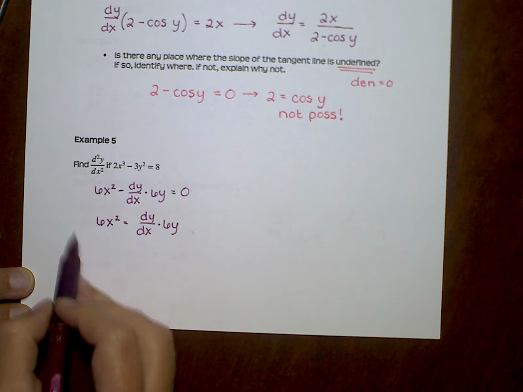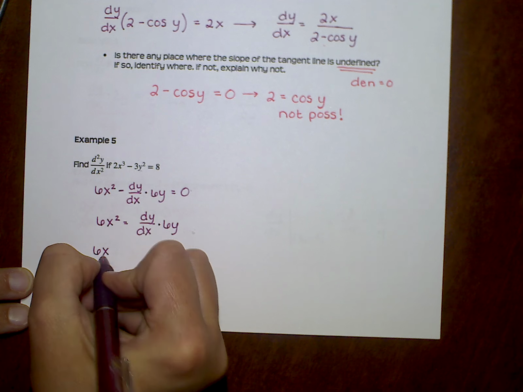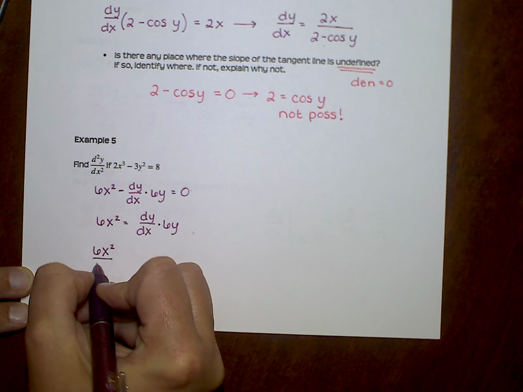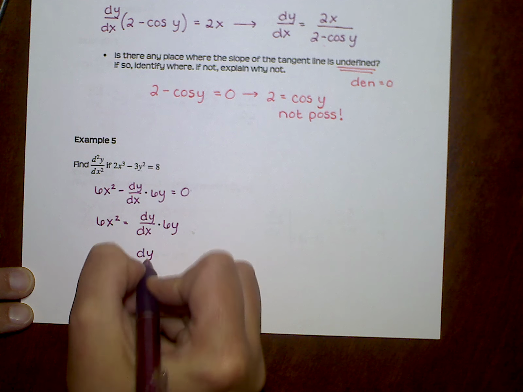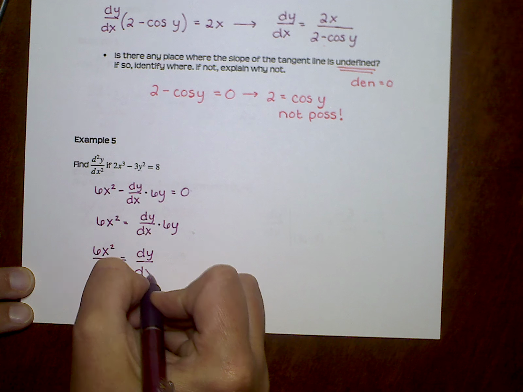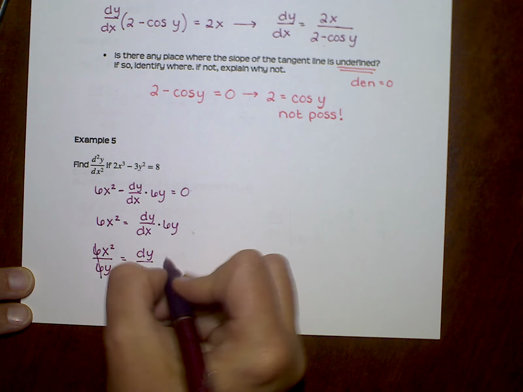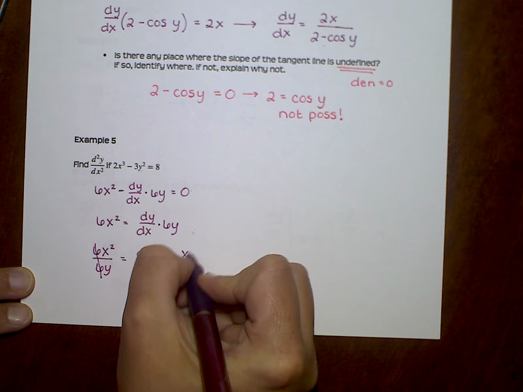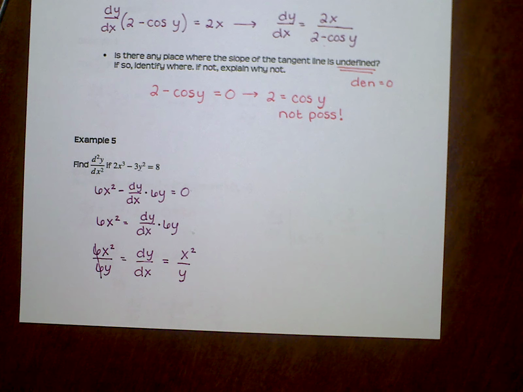Now I'm going to divide by the 6y to get dy dx alone. So I have 6x squared divided by 6y equals dy dx. And this is a situation where I would probably get rid of these 6's and just say that dy dx is really x squared over y. Okay, perfect. That's not so bad.